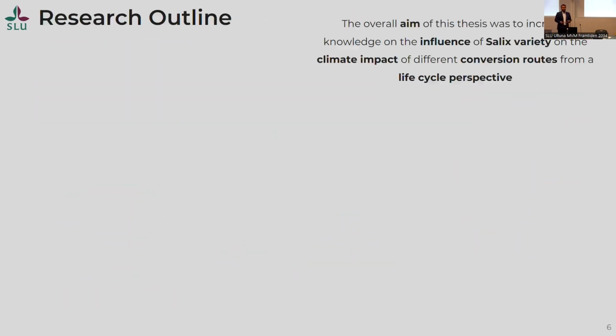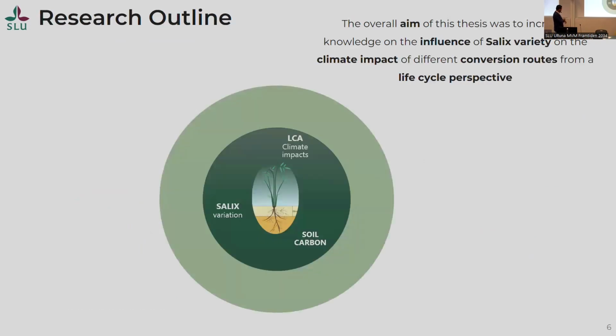So with an aim to shed some light on this question, the aim of the thesis was to increase our knowledge on the influence of Salix varieties on the climate impact of different conversion routes using a life cycle perspective. The core of the study is including the variation within the Salix, incorporating changes in soil carbon. So are these Salix plants beneficial for increasing soil carbon? And using a life cycle perspective to calculate the climate impacts. We're looking only at one category here within the LCA framework.